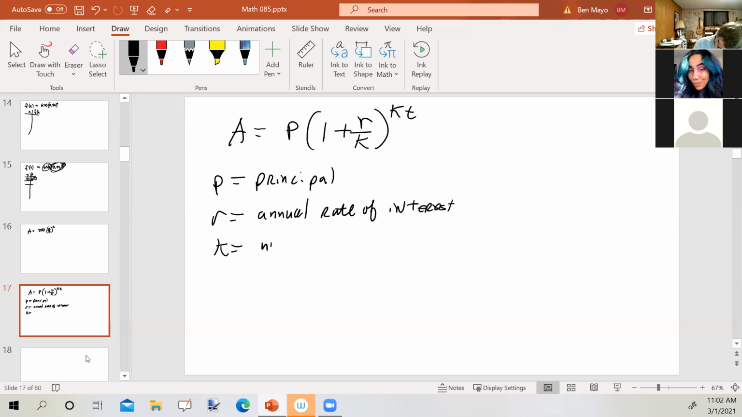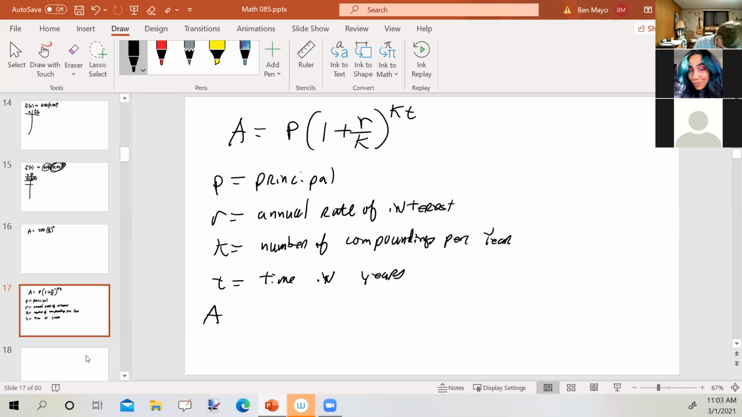K is the number of compoundings per year. T is time in years. And A is the, I'm going to say, accumulated amount.